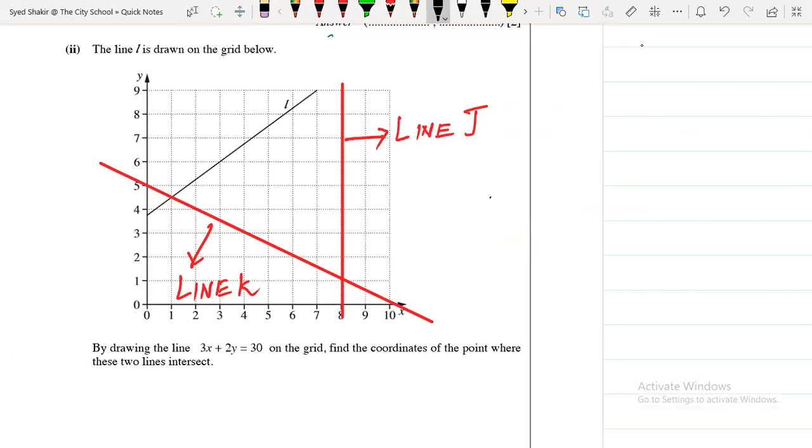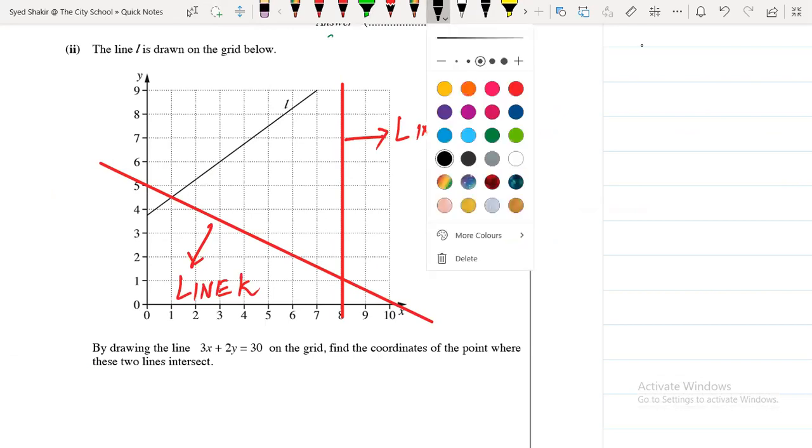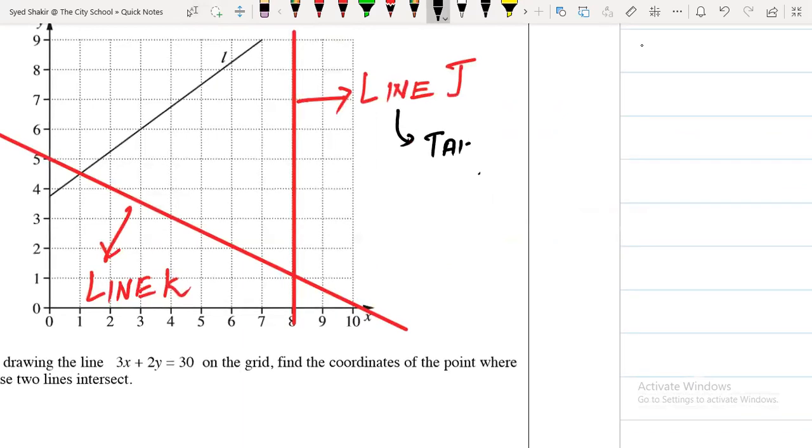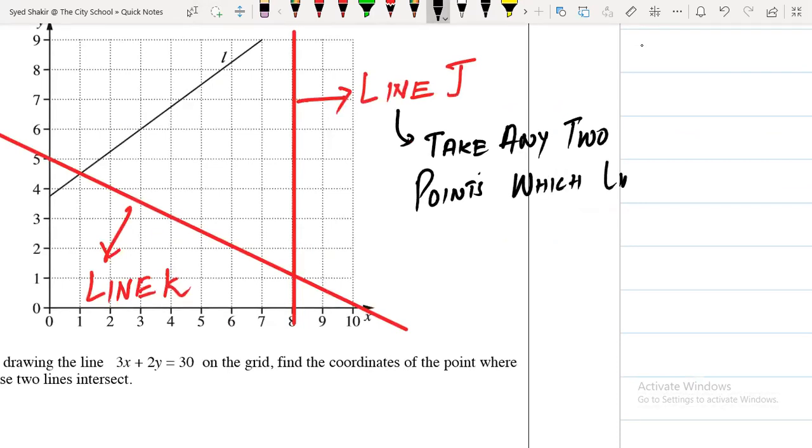For example, line J is there, the vertical line J. An examiner is asking you to find the gradient. So how can I find the gradient? You need to take any 2 points or coordinates which lie on the line. For example, I'm taking the 2 points, this one and this one.